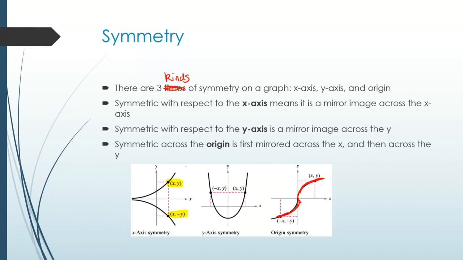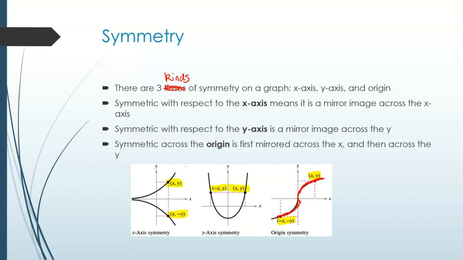Y-axis symmetry on a graph is that the same y value has the positive and the negative version of x on the graph. And then if it's symmetric across the origin, then if you have x and y, and you looked for negative x and negative y, you made both of those numbers negative, it would be on the graph. So we're looking in terms of negative values, whether it's present on both sides.